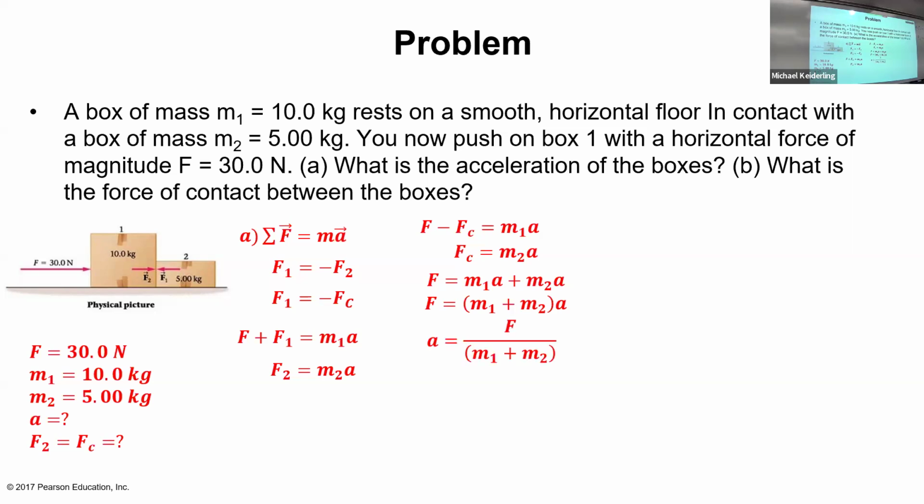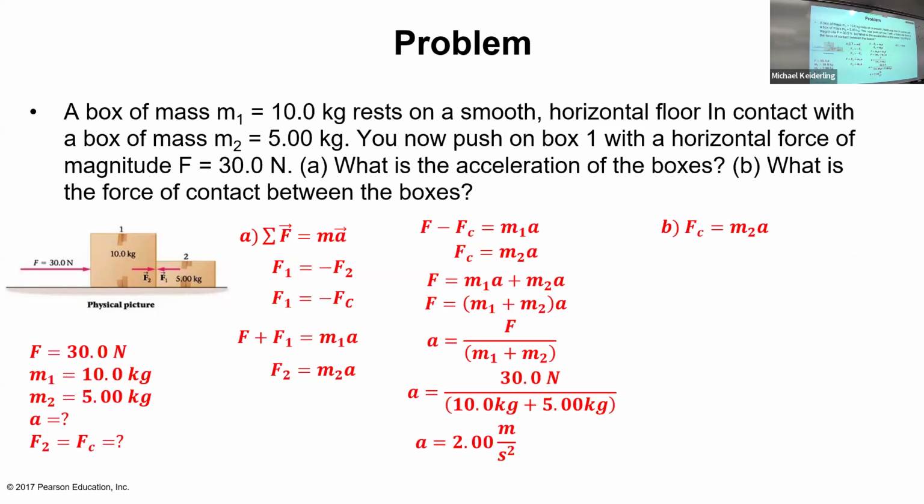The acceleration is the applied force over mass 1 plus mass 2. So 30 newtons over 10 kilograms plus 5 kilograms. Acceleration is 2 meters per second squared. Now, if we want to find the contact force, now that we know the acceleration, we can just plug it in. Contact force is mass 2 times acceleration. We could also find it by doing a little algebra and canceling out acceleration. We could solve for acceleration and substitute in that equation. But the easiest way to find it is 5 kilograms times 2 meters per second squared, or 10 newtons.